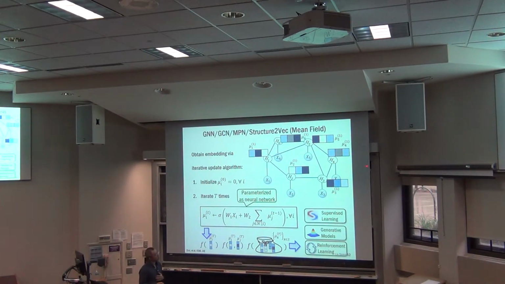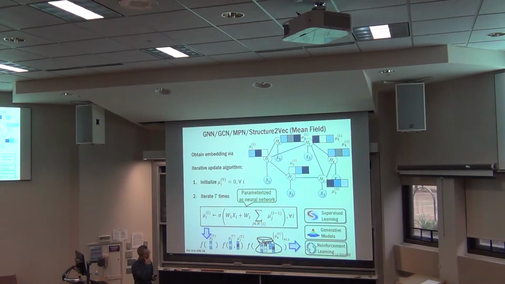If you want to make a prediction about a property of the entire molecule, so you want to say something about the entire graph, you're going to aggregate all these embeddings from the entire graph, by summation or some kind of pooling, and then define your classification or regression on top of that. In terms of how you can train these parameters, you can use supervised learning, generative models, or reinforcement learning. I will show you later on.